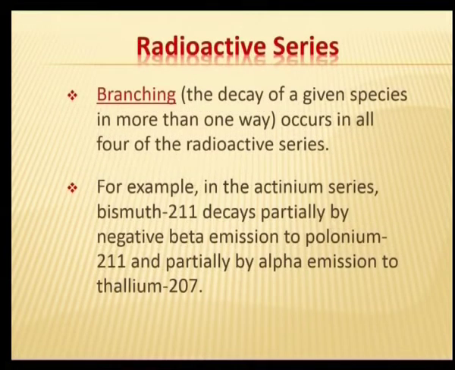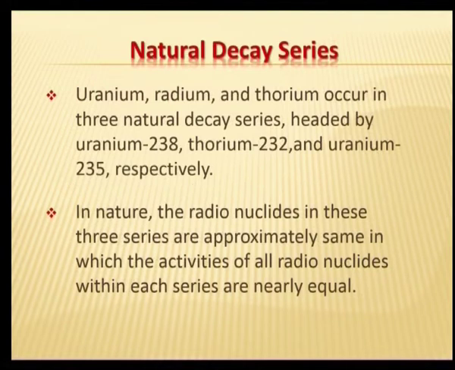Branching, that is the decay of a given species in more than one way, occurs in all 4 of the radioactive series. We talked about the uranium series, thorium series, neptunium series and all. So, in all the 4 series, branching is possible. For example, in the actinium series, bismuth 211 decays partially by negative beta emission to polonium 211 and partially by alpha emission to thallium 207. Uranium, radium, thorium occur in 3 natural decay series headed by uranium 238, thorium 232 and uranium 235 respectively.